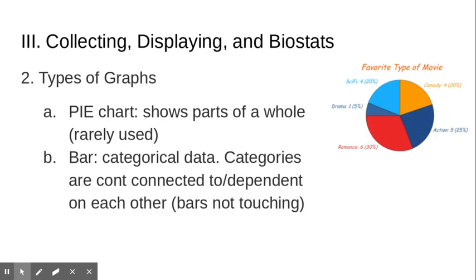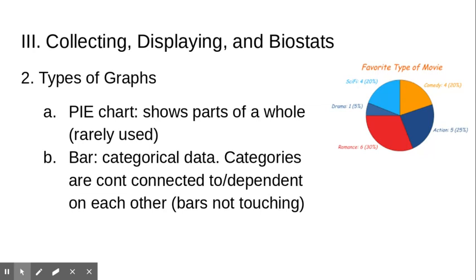Let's talk about types of graphs. I included the pie chart, even though it is rarely seen and used in AP Bio, just so that you know a pie chart is really showing parts of a whole. So most likely this is favorite type of movie based on a survey. You're seeing what percent or what part of the entire participants that took the survey enjoyed sci-fi or drama or romance. Again, rarely used, but included just to be specific.